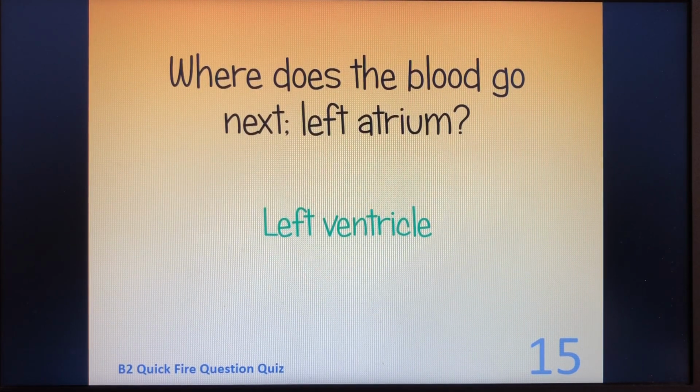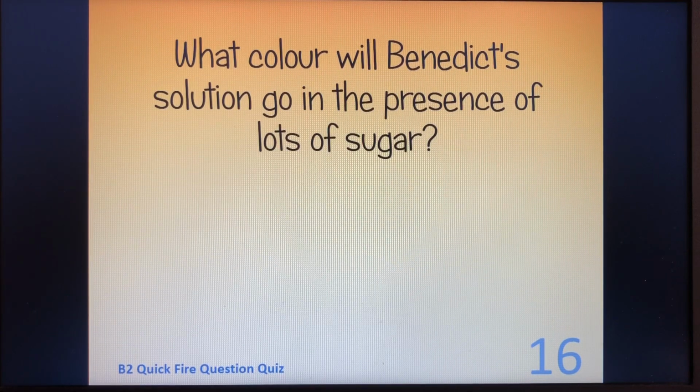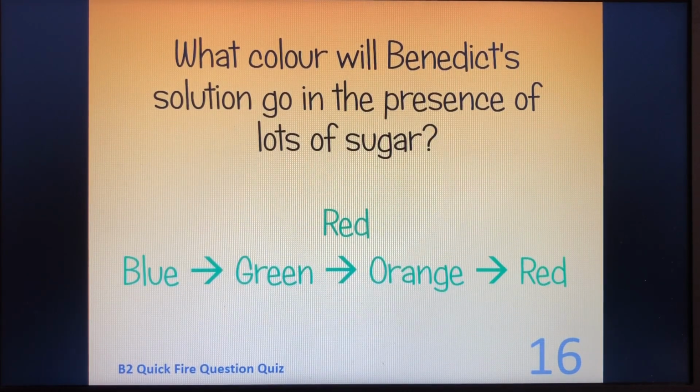Moving on, question 16. What colour will Benedict's solution go in the presence of lots of sugar? Okay, what colour will Benedict's, which starts off as blue, go in the presence of lots of sugar? And the answer is red, and we remember it by our traffic lights. Starts off blue, little bit of sugar, green, a little bit more sugar, orange, lots of sugar, red, and it's our traffic light system there.